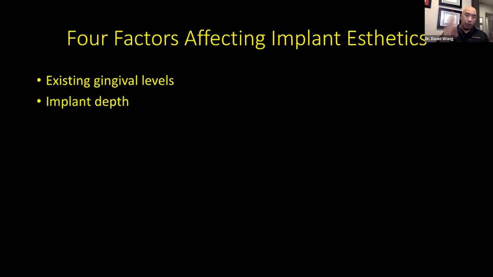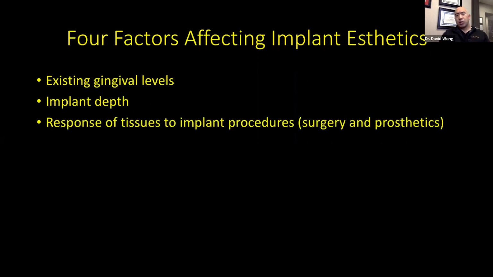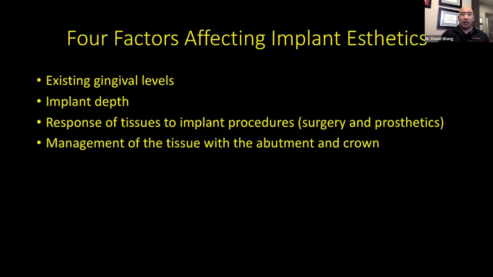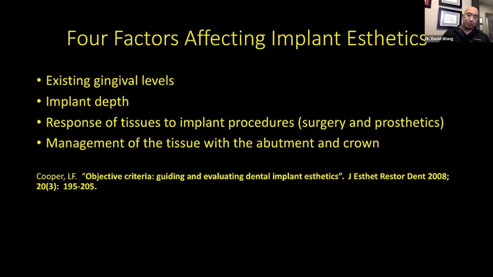The implant depth, how deep you put the implant, is going to affect what the crown looks like. The response of the tissues to your implant procedures, such as your surgery and your prosthetics, will affect how things look. This is really important because some patients have things in their medical history or their habits that prevent proper healing, so we have to take that into consideration. And finally, we have to consider what we can do with our abutments and our crowns and how we train and modify the soft tissue. We're going to talk a little bit about all that.